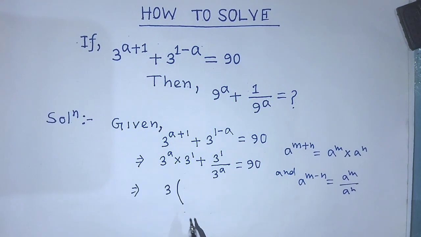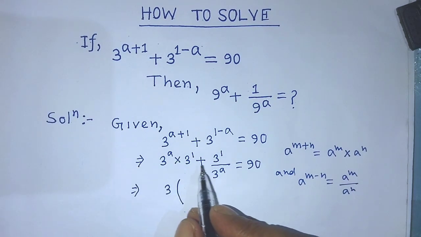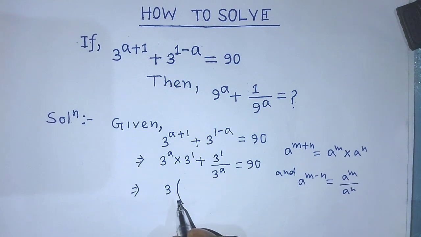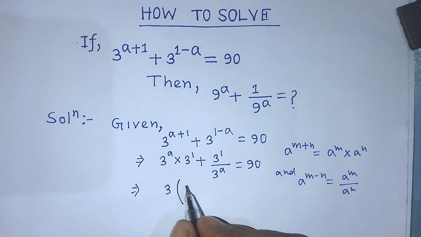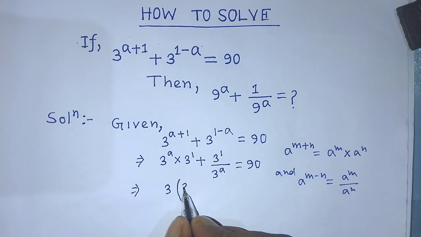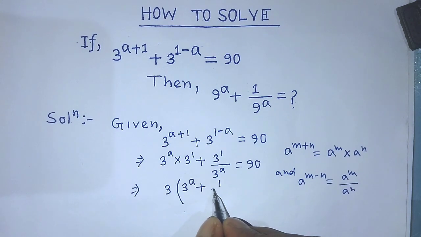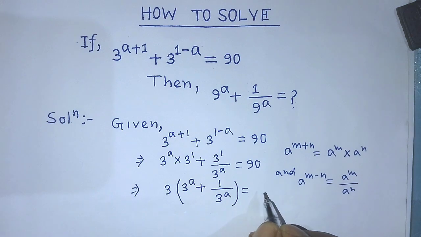Okay, so after that we have to take common 3 from both terms. So we have to write 3 into first bracket, and inside this bracket we have to write 3 to the power a plus 1 over 3 to the power a is equal to, on the right hand side again we have to write 90.